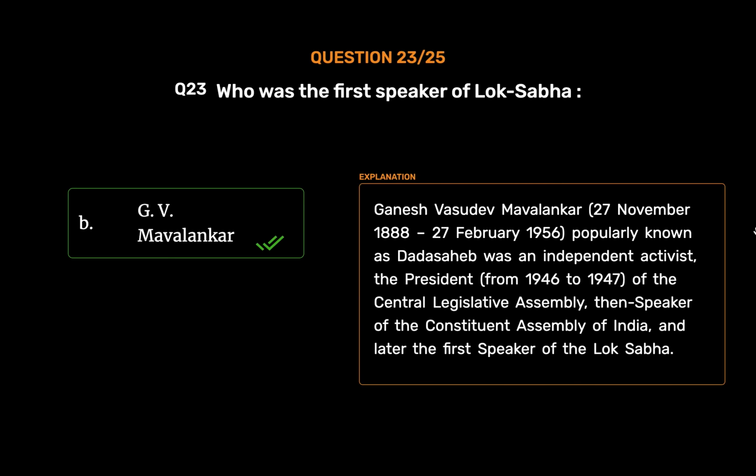Ganesh Vasudev Mavalankar, the 27th of November 1888 to the 27th of February 1956, popularly known as Dada Saheb, was an independent activist, the president, from 1946 to 1947, of the Central Legislative Assembly, then Speaker of the Constituent Assembly of India, and later the first Speaker of the Lok Sabha.